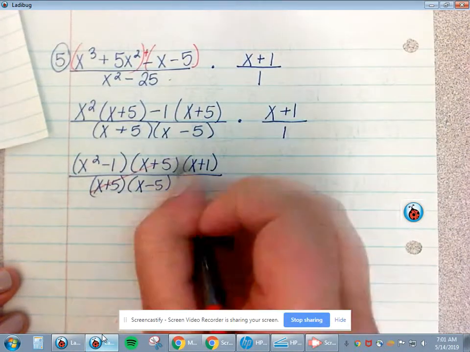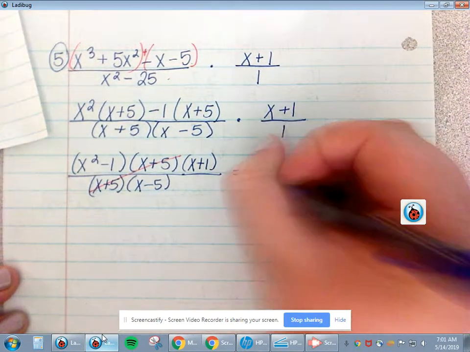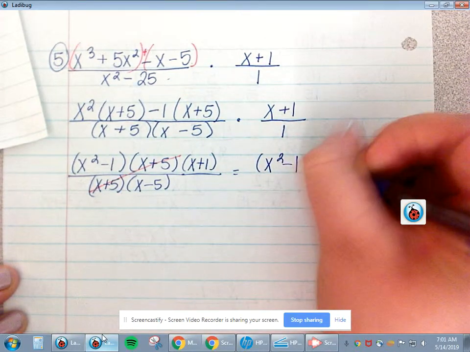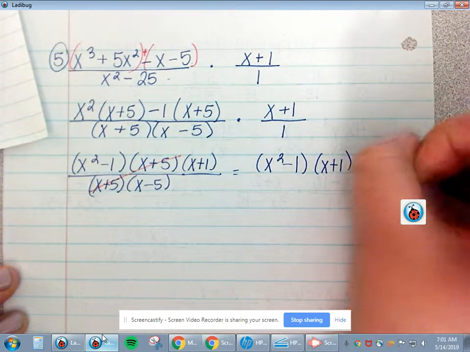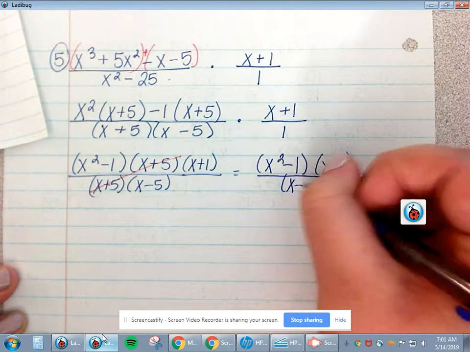Now I can cancel my x plus 5s, and I'm left with my final answer, x squared minus 1, x plus 1, over x minus 5.